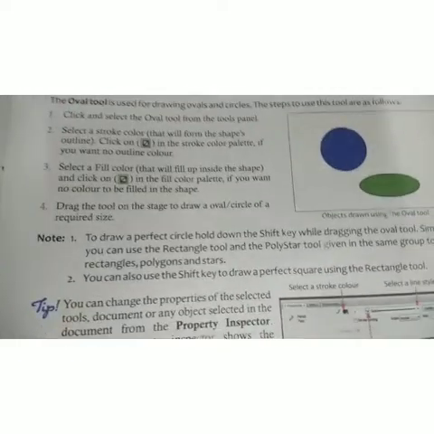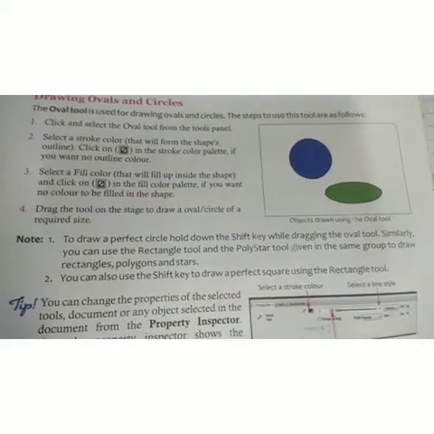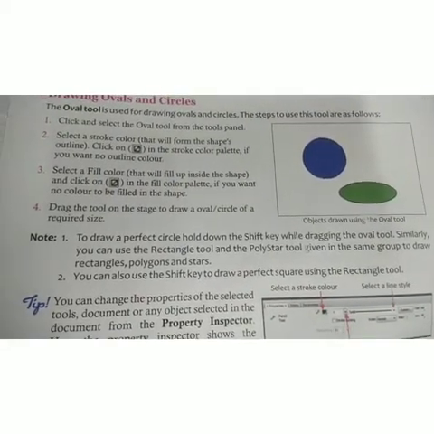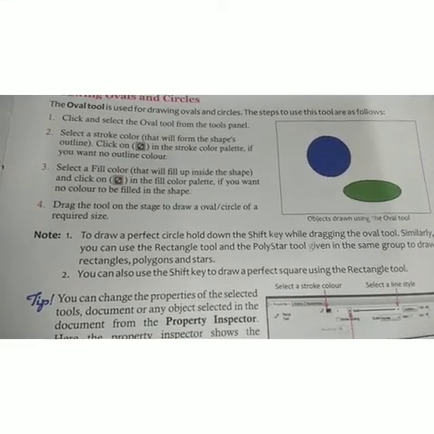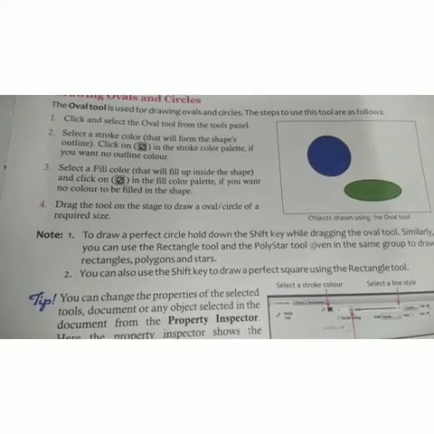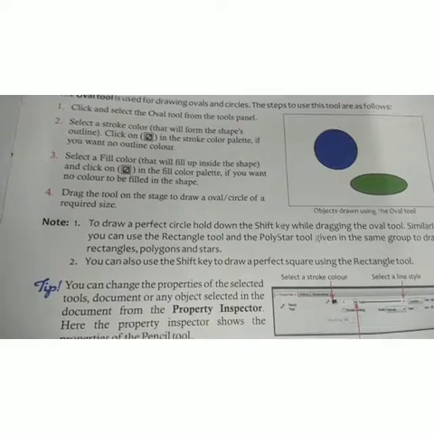Now students, note, to draw a perfect circle, hold down the shift key while dragging the oval tool. Similarly, you can use the rectangle tool and the polystar tool given in the same group to draw rectangles, polygons and stars. Then you can also use the shift key to draw a perfect square using the rectangle tool.